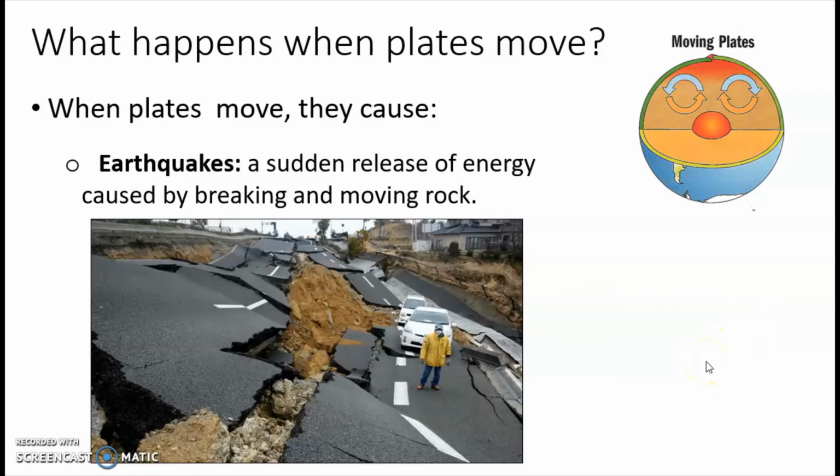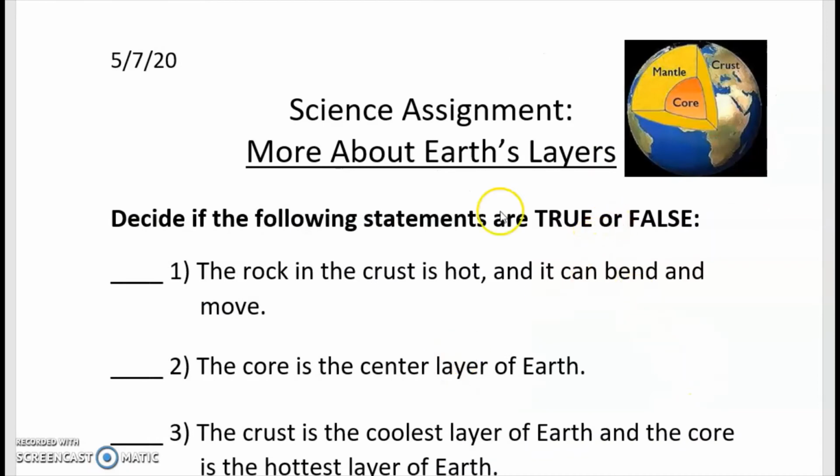Remember, if you don't understand it, click on Translation of Science lesson in Schoology. Now we should look at our assignment. Okay, so here's our assignment. Science assignment, more about Earth's layers. Remember, the layers are crust on the outside, mantle in the middle, and core totally inside.